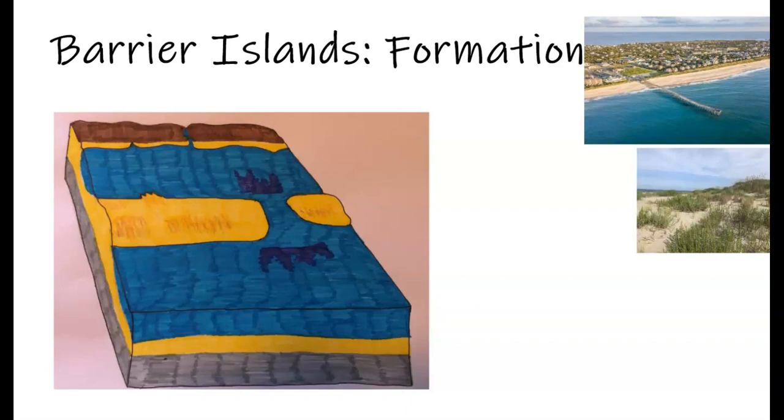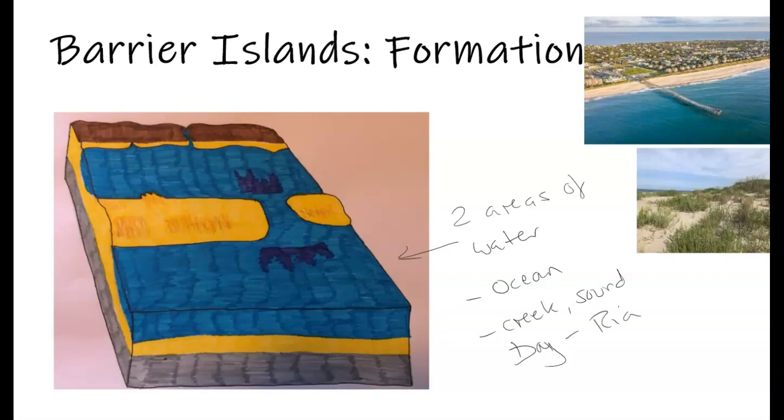Take this very advanced, very technical drawing here on the left-hand side. We have a very basic schematic of a barrier island. So we have two areas of water. We have the ocean, and we have the creek, the sound, or other terms that can be used for it, bay as well. It could also form part of a ria, which is a drowned river valley. If it's in the north with a glacial valley, then it's a fjord.